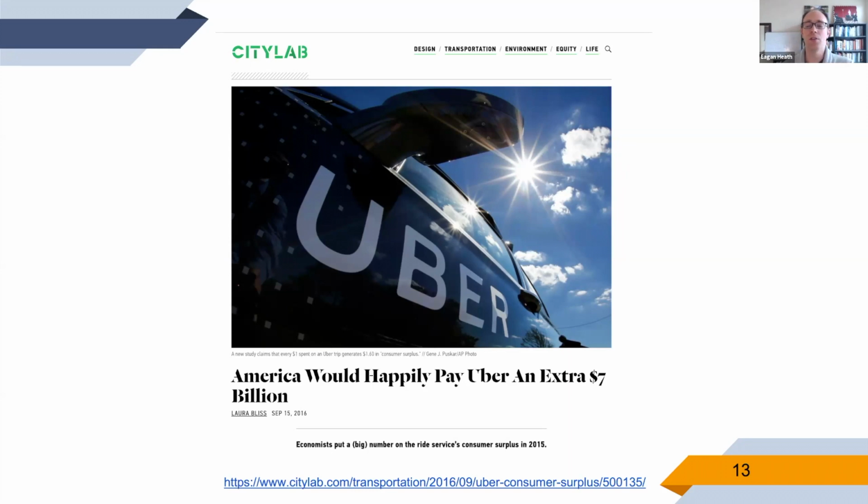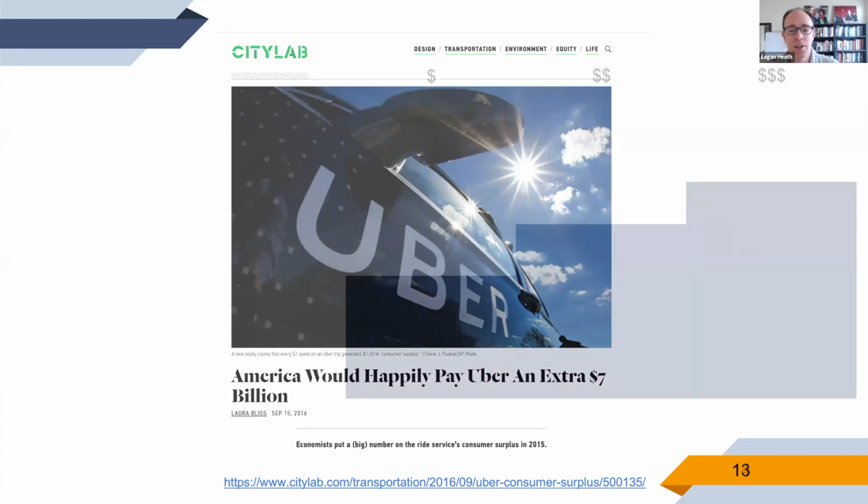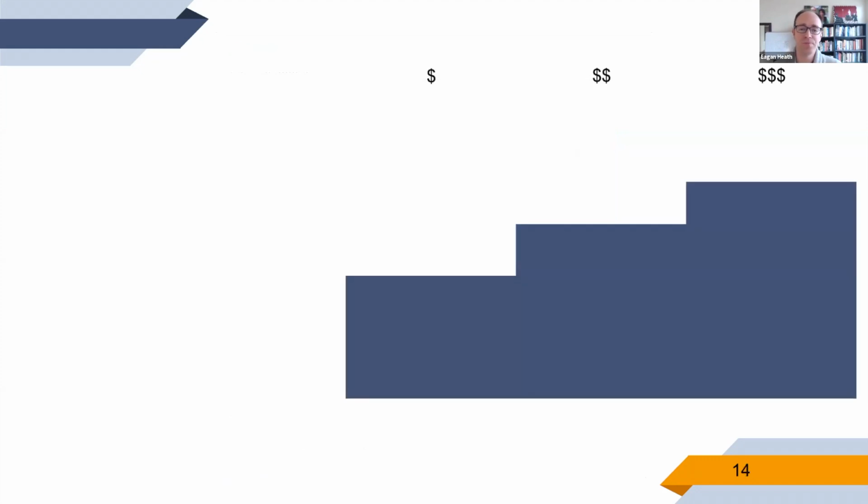And then economists were able to look at this and say that, based on this data, Uber riders would have been happy to pay an extra $7 billion to the company. This is called consumer surplus. This is a big piece of the value that Uber riders got that Uber did not take itself as a company. Here's another way to visualize this.